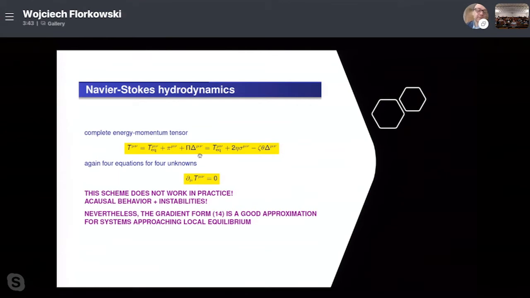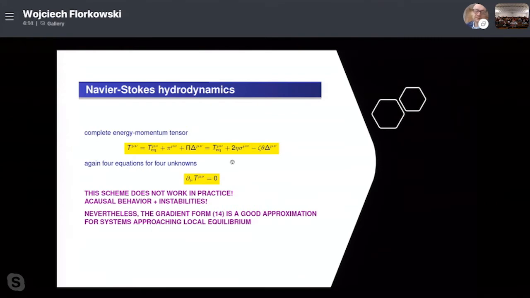Small phi mu nu is the shear stress tensor, and pi is the bulk pressure. The bulk pressure is multiplied by the projector, the tensor Delta mu nu, and the bulk pressure is the isotropic correction to the equilibrium pressure, which appears in the perfect fluid part. And the shear tensor describes anisotropies of the pressure tensor.